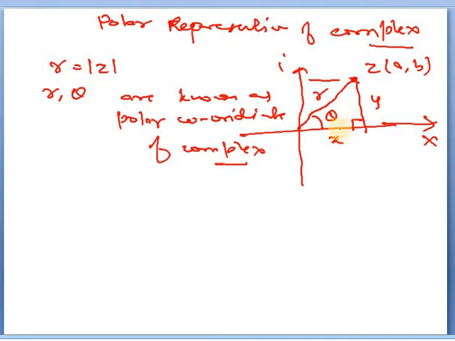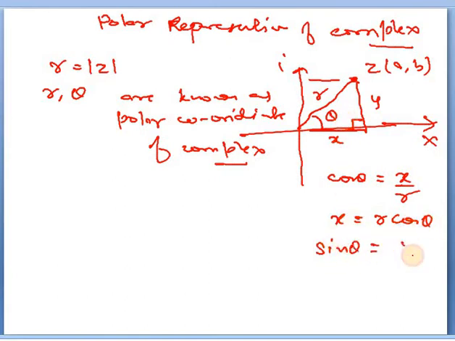What is the relation between the adjacent and hypotenuse? With this angle theta, this is the adjacent and this is the hypotenuse. The relation between the adjacent and hypotenuse is cos theta. Cos theta is equal to x upon r, or we can write x is equal to r cos theta. Similarly, sin theta is the relation between opposite and hypotenuse, so y is equal to r sin theta. This is how we calculated the x and y coordinates.